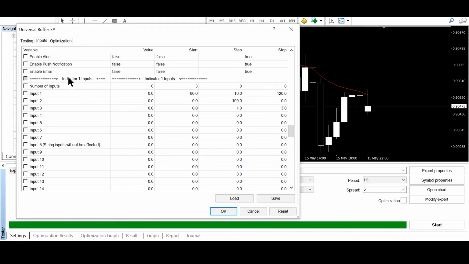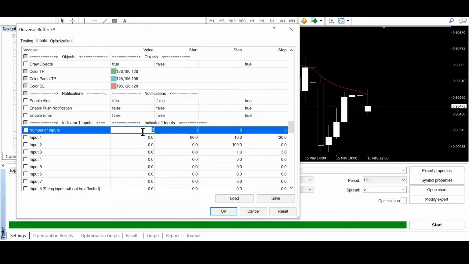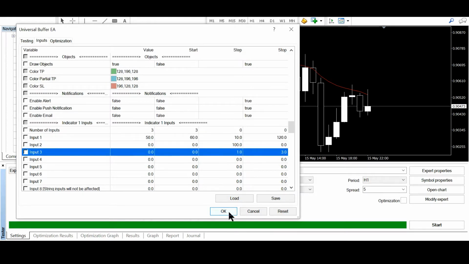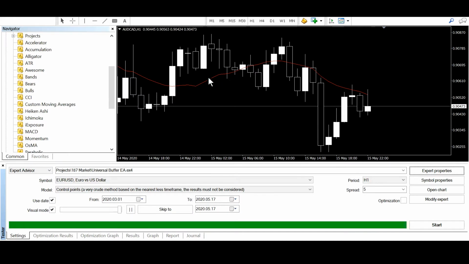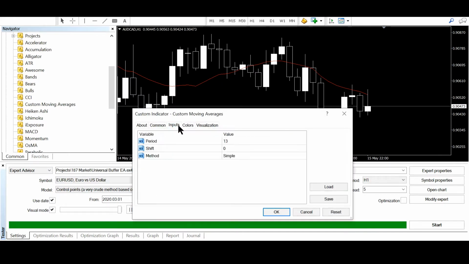You see here the inputs of indicator 1, and we can type in 3, and here's the moving average period, for example 50. And why do I know that the input is at position 1? So I go again to the indicator, double click, go to inputs, and I see it has 3 inputs and the period is at the first position.